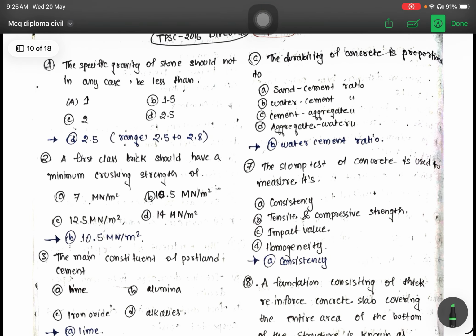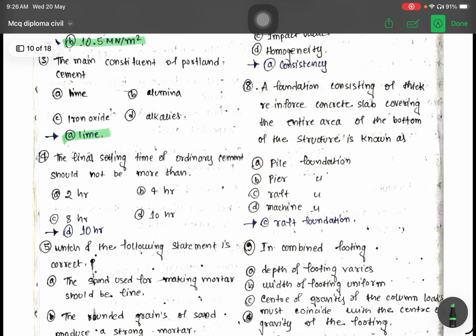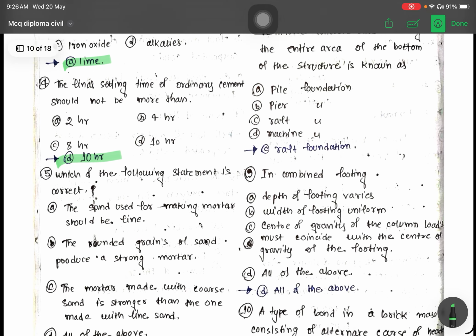The specific gravity of stone should not be less than 2.5, in the range of 2.5 to 2.8. The first class brick should have a minimum crushing strength of 10.5 meganewton per meter square. The main constituent of Portland cement is lime. The final setting time for ordinary cement should not be more than 10 hours.